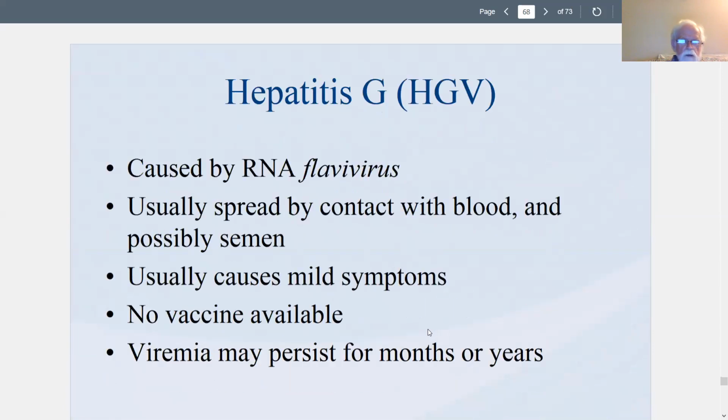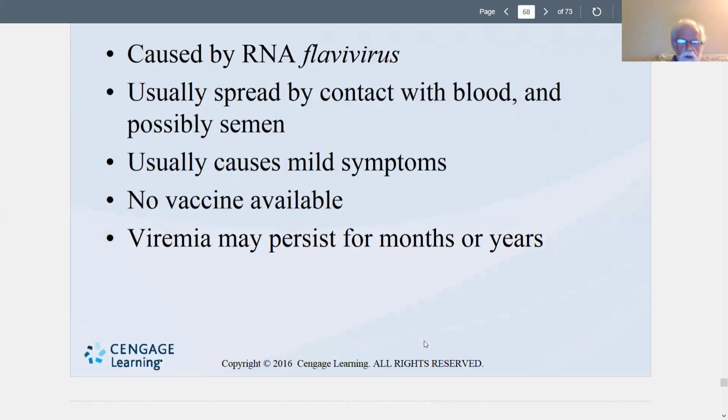Hep G is caused by what we call a flavivirus. It's usually spread by contact with blood, maybe semen. We have no vaccine. Viremia, in other words, we can be shedding virus for months or years with this one. I'm not very familiar with Hep G, so I don't have much to say about it.